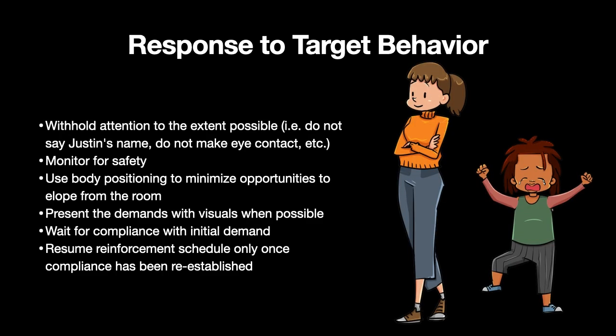Here's an example of how you might write the response to target behavior. Notice that this is simply a bulleted list. The interventionist should be able to quickly look at this section and know what they should do when target behavior arises. Withhold attention to the extent possible. For example, don't say Justin's name, do not make eye contact, etc.